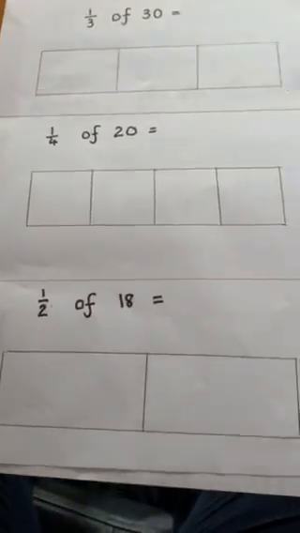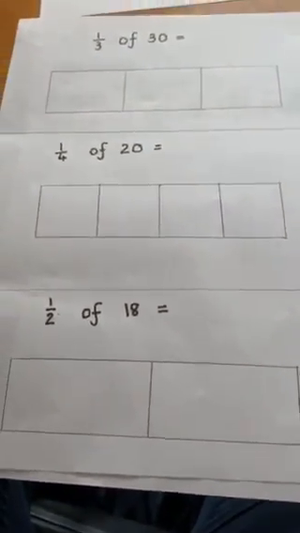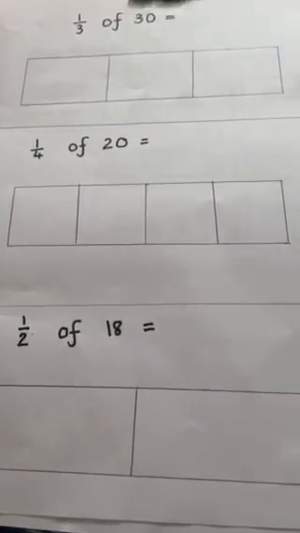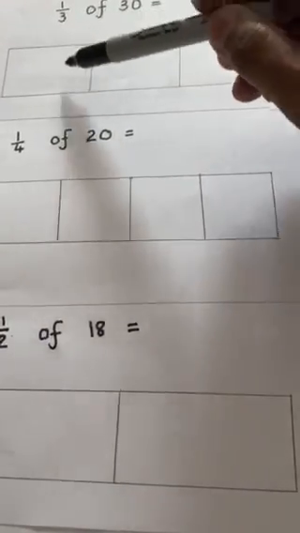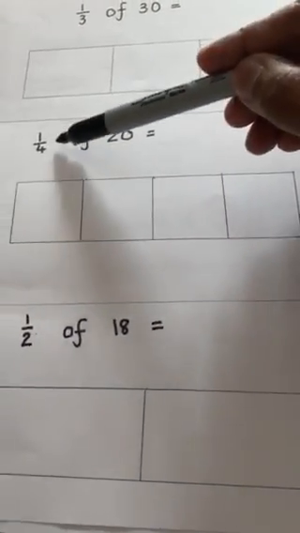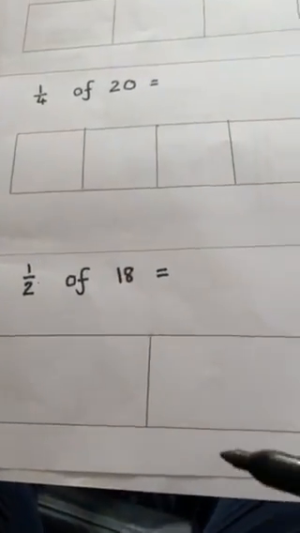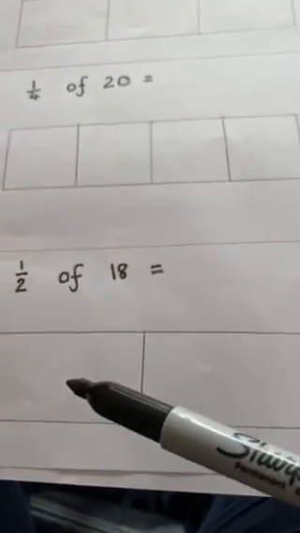So just remember, when you do the bar method, that you make sure you draw the correct amount of boxes for each sum. So you've got 1/3, so you need 3 equal parts. 1/4, you need 4 equal parts. And half, you need 2 equal parts.